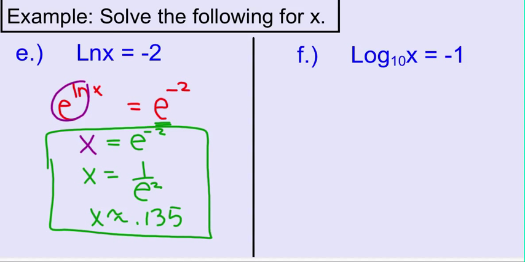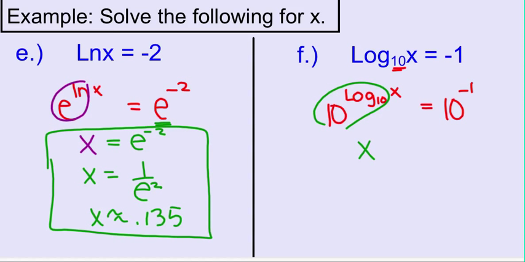Example F. Again, we can use the inverse property. I have a logarithm base 10. I can raise both sides to an exponential base 10. You have to do it to both sides. These two pieces are inverses of each other, so you're left with just x equals, and then on the right it's 10 to the negative 1 power. I have a negative power, so that's 1 over 10 to the positive 1, or just 1/10.